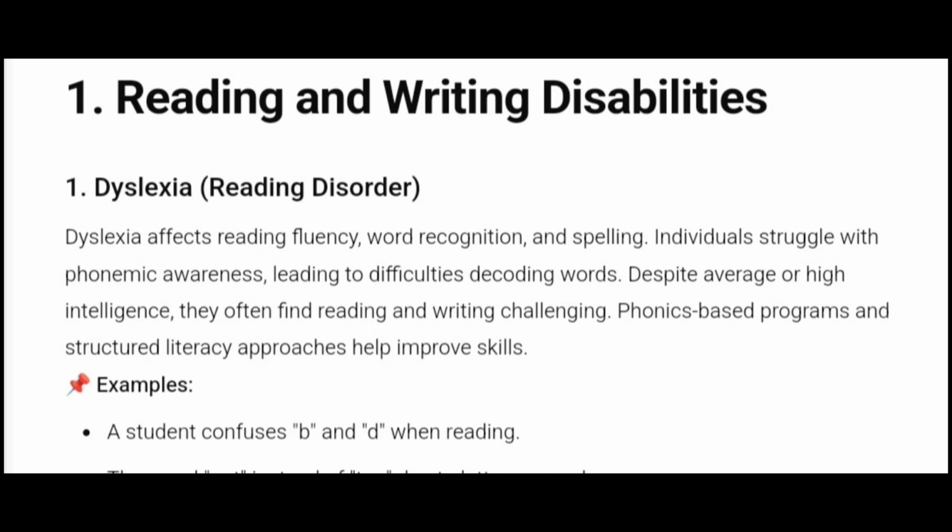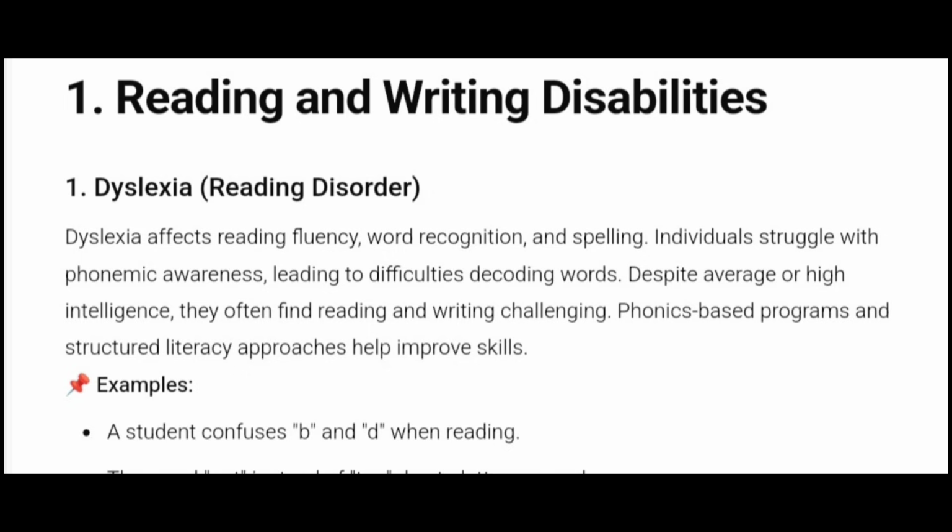All right, so let us see reading and writing disabilities. What are the different types of disabilities associated with reading and writing? Number one is dyslexia. This is very important. I think almost every year this comes in your MTET exam. So what is dyslexia? A reading disorder. Whenever you see the word dyslexia, understand that it is a reading disorder, which means the child will have difficulty in reading.